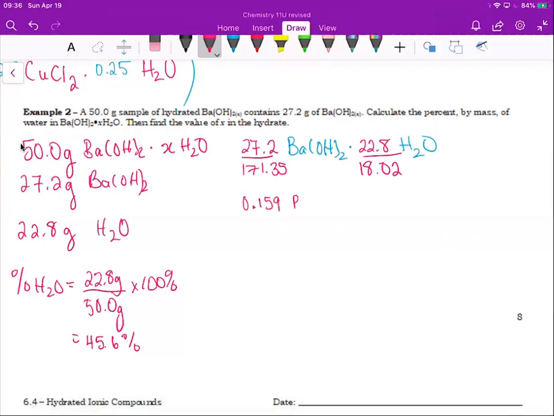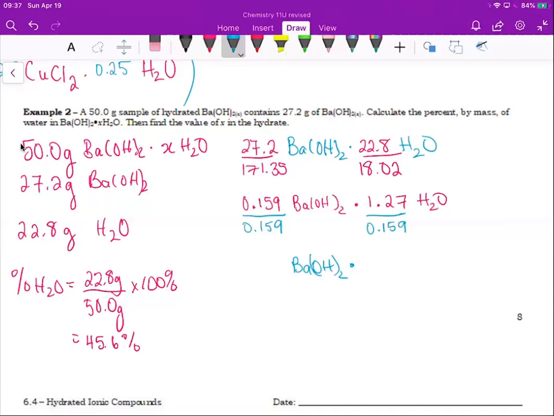So 27.2 divided by 171.35 is 0.159. And for water, 22.8 divided by 18.02, I get 1.27. Okay, so this looks ugly. What are we going to do? Well, we're going to divide both sides by the smallest number. And let's see what happens. Well, we know that 0.159 divided by 0.159, that's 1. And 1.27 divided by 0.159, I get 7.95.